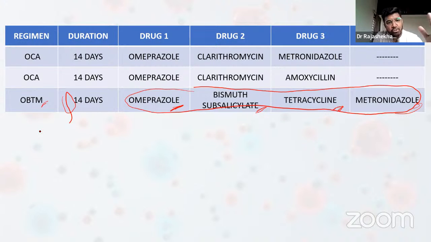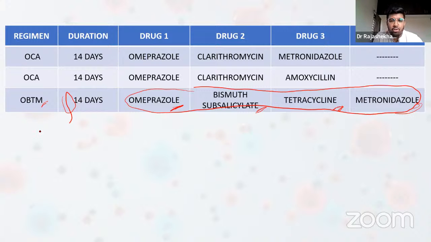If you are very sure that your patients are responding to clarithromycin, if your community prevalence of resistance is very low, then you can go ahead with a clarithromycin-based regimen. It is pretty good. But if the resistance pattern is high, you cannot give the clarithromycin-based regimen.